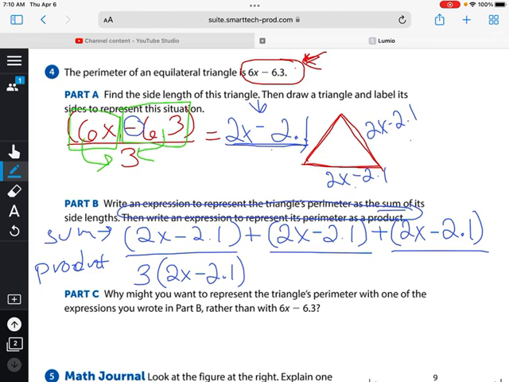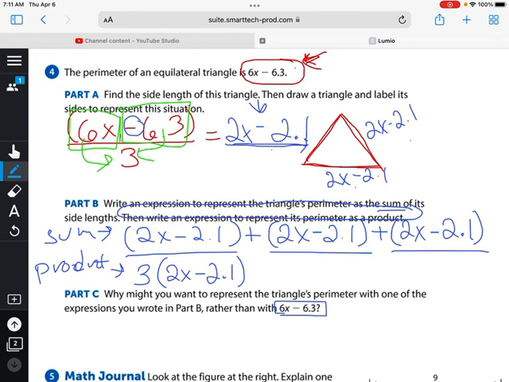Okay. So now it says, well, why would you choose maybe the sum expression over the product expression? That's what part C is. And why would you choose one of those over this one? Remember when we were talking on Tuesday that when we're writing expressions, the reason why we change the way they're written is sometimes to give us more information.